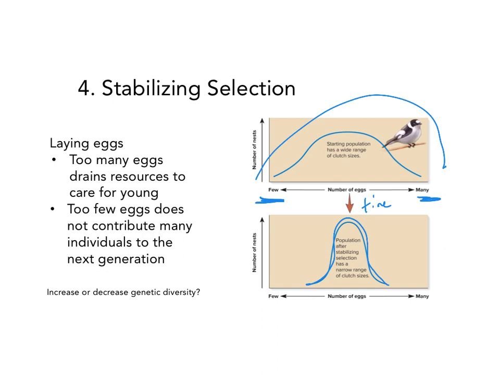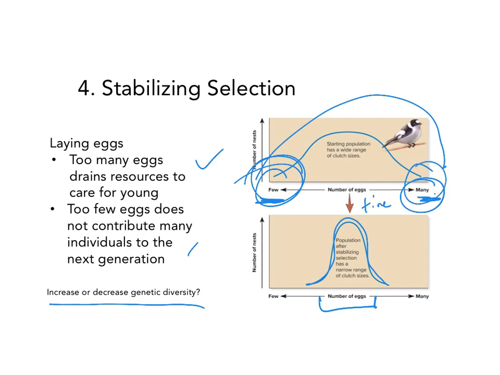You can think about this realistically. If you have too many eggs, then that's going to be a negative because that's going to drain your resources and be harder for you to care for those young. If you have too few, then you're not going to be contributing as many individuals to that next generation. So right in here, it's just right in this region. Now, does this increase or decrease genetic diversity in a population? Well, it could tend to decrease it if you're selecting against some of these outliers out here, right? So I would say that it actually decreases genetic diversity in a population.